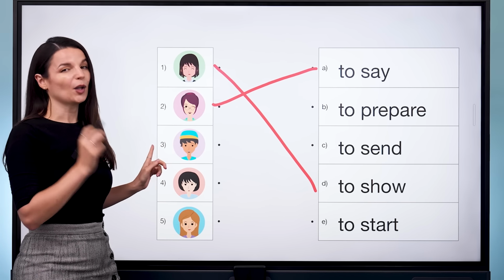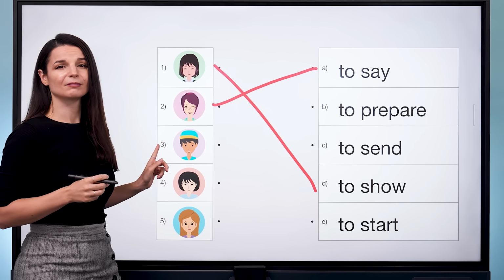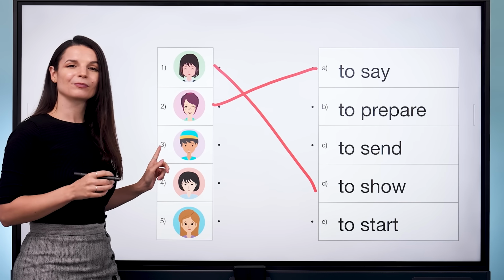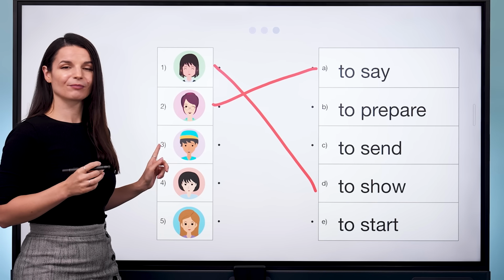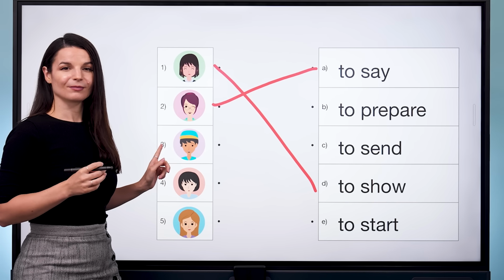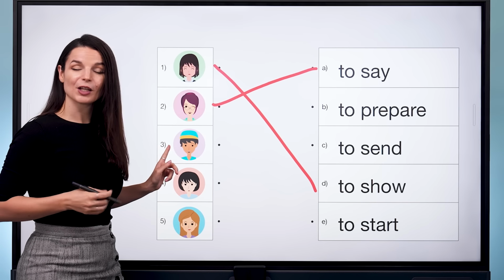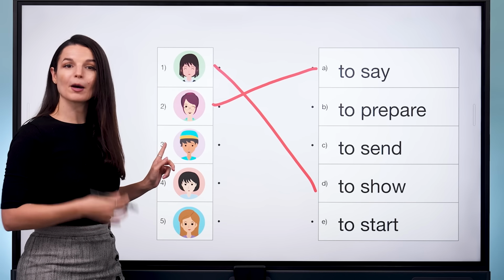Next, I wish I'd prepared for the heat. One more time. I wish I'd prepared for the heat. Did you hear prepared? Prepared is the past perfect form of prepare.